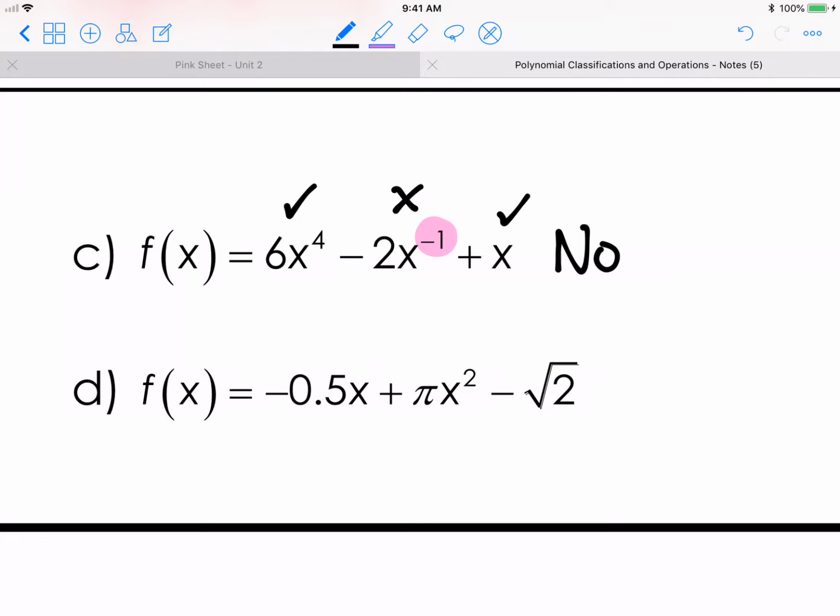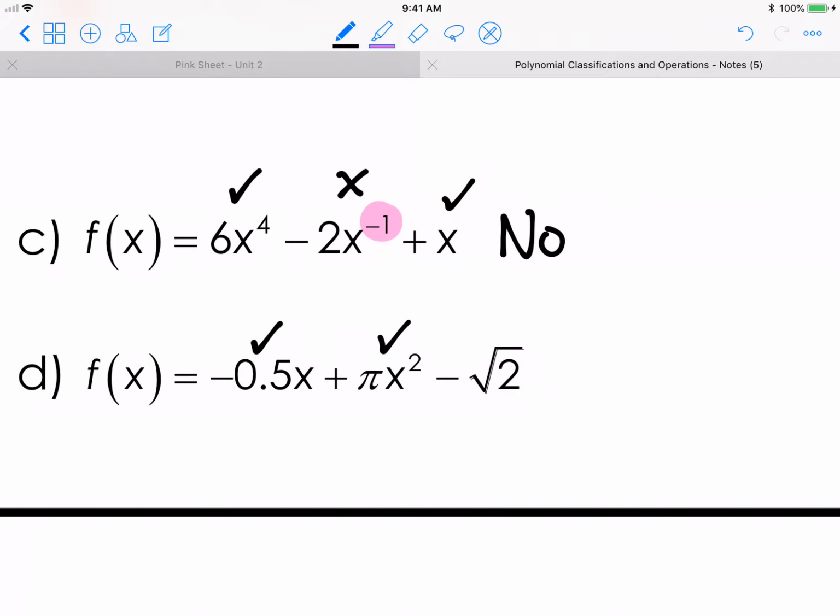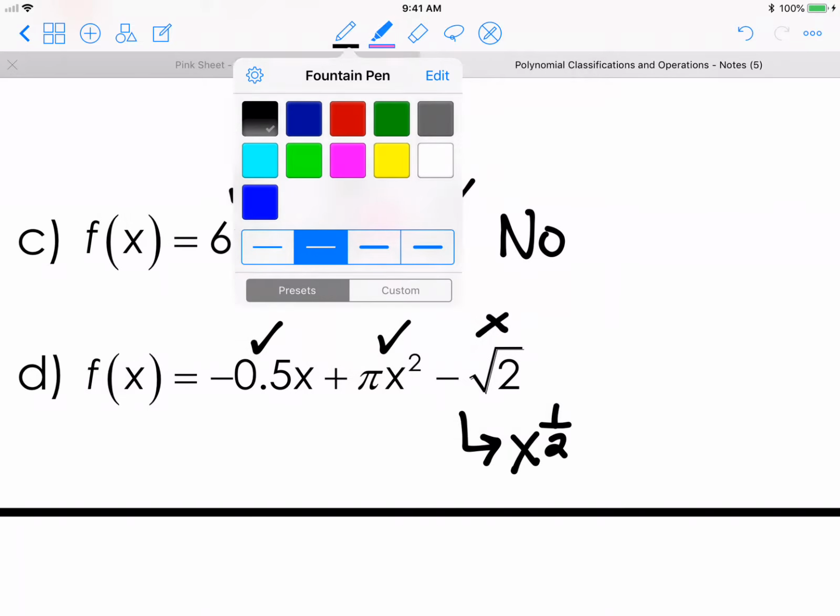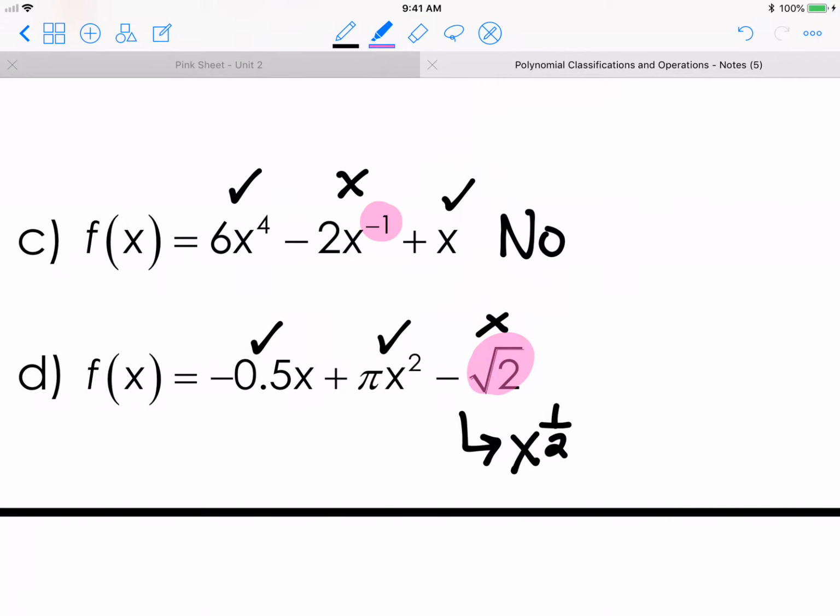Okay, let's look at this. Negative 0.5x. Sure, that's okay. Okay, pi x squared. That's okay. Okay, so here's a problem. We can't have this square root right here, because if we rewrote this, we could rewrite it as x to the 1/2, which is a no-no. We're not allowed to have that. So here's the problem on this one, this x squared. So this would be a no.